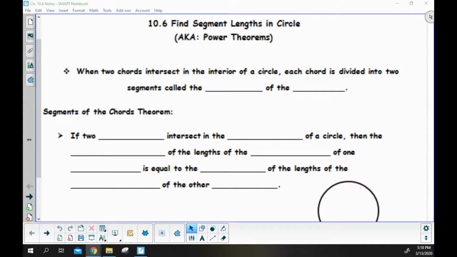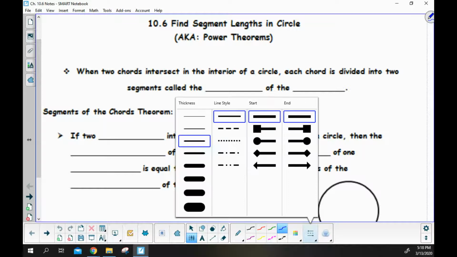We're going 10.6 today. Find the segment lengths in a circle, aka they're called power theorems. And the reason they're called power theorems is because there's a lot of multiplication going on. So be prepared for quadratics and a bunch of other things that go with this because we're basically doing powers here. All right, so first things first, let's get some definitions down so we know what we're talking about when we look at it on diagrams.